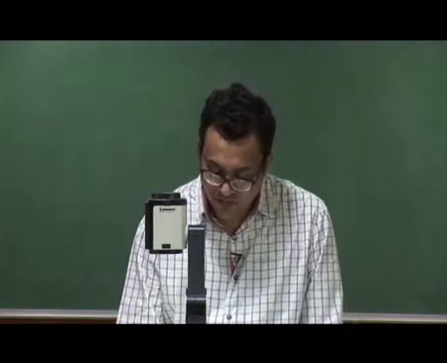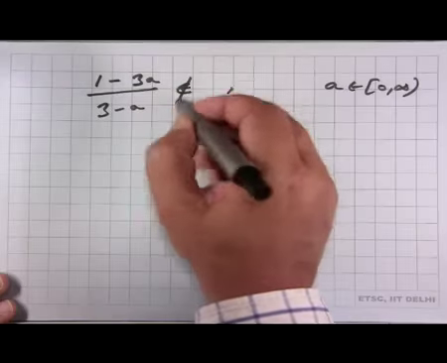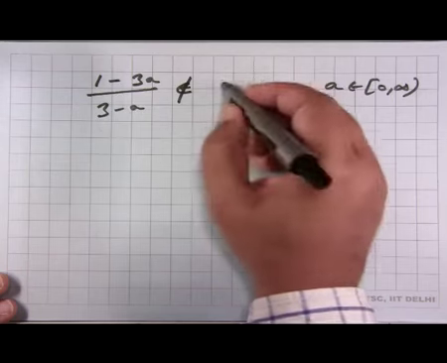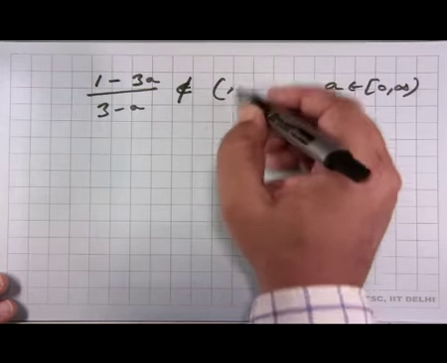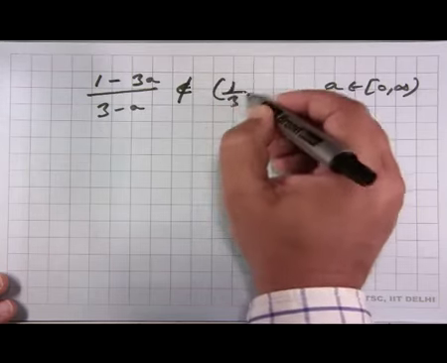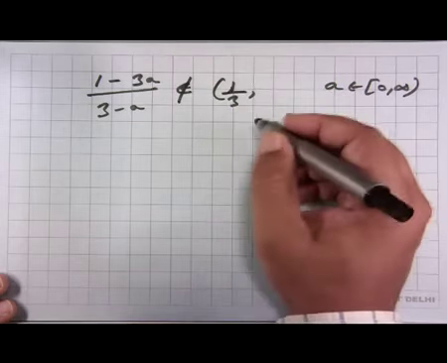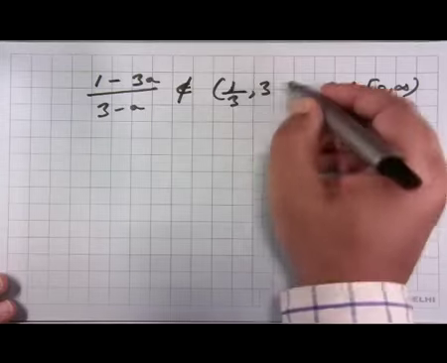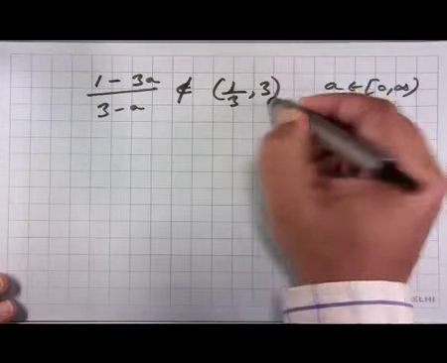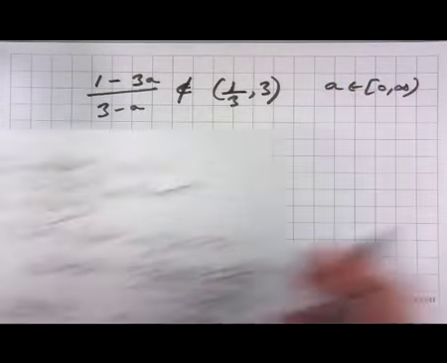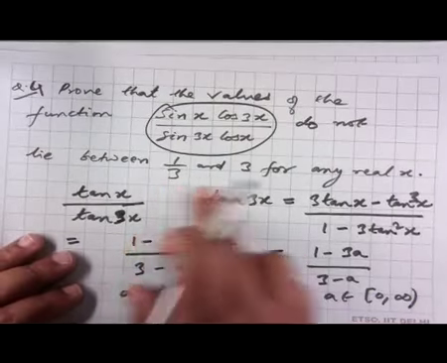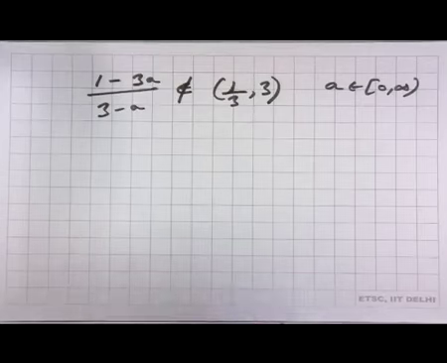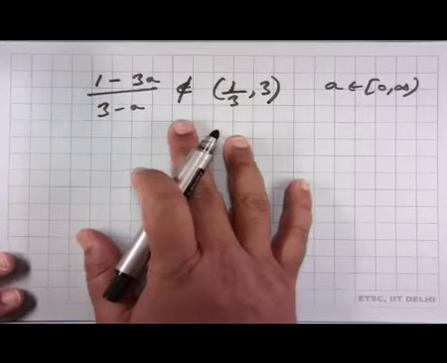So, this value will never belong to the interval 1 by 3 to 3. So, it says it does not lie between 1 by 3 and 3. So, this is essentially what we have to prove.